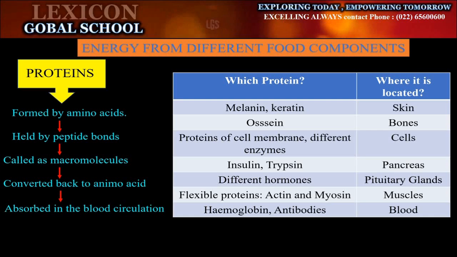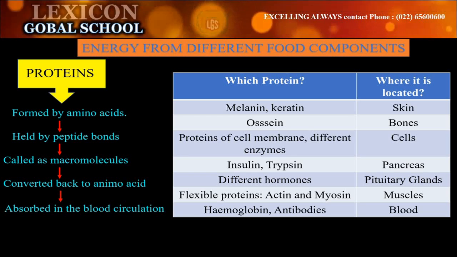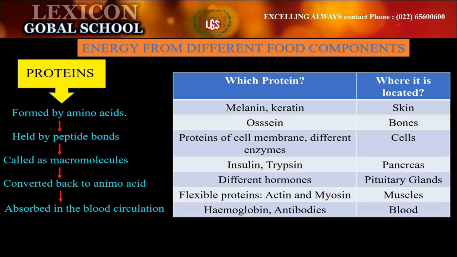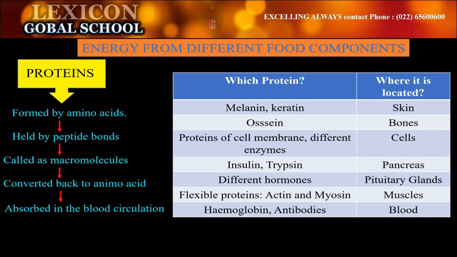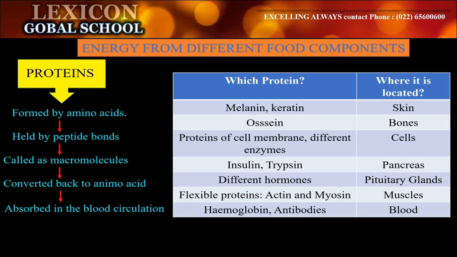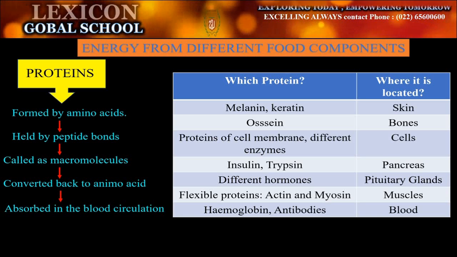So which amino acids were those? These were melanin, keratin, ossein, proteins of the cell membrane, different enzymes, insulin. These are proteins that the body requires, and there are different body organs where the requirement of amino acids is present. So who takes care of these requirements? It is these peptide bonds, these codons which combine together and they supply amino acids.